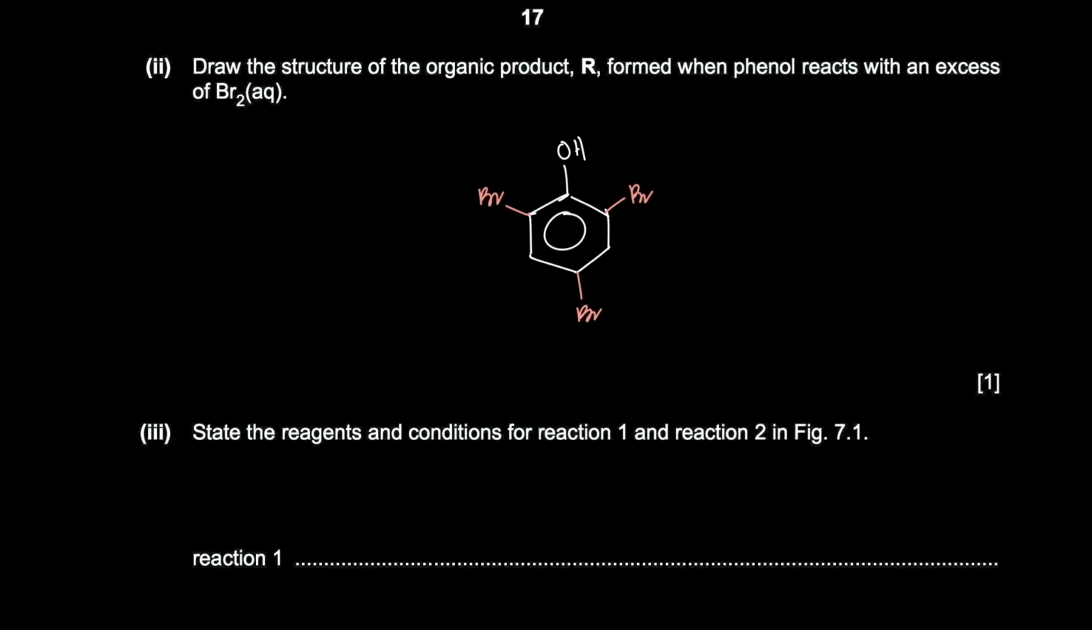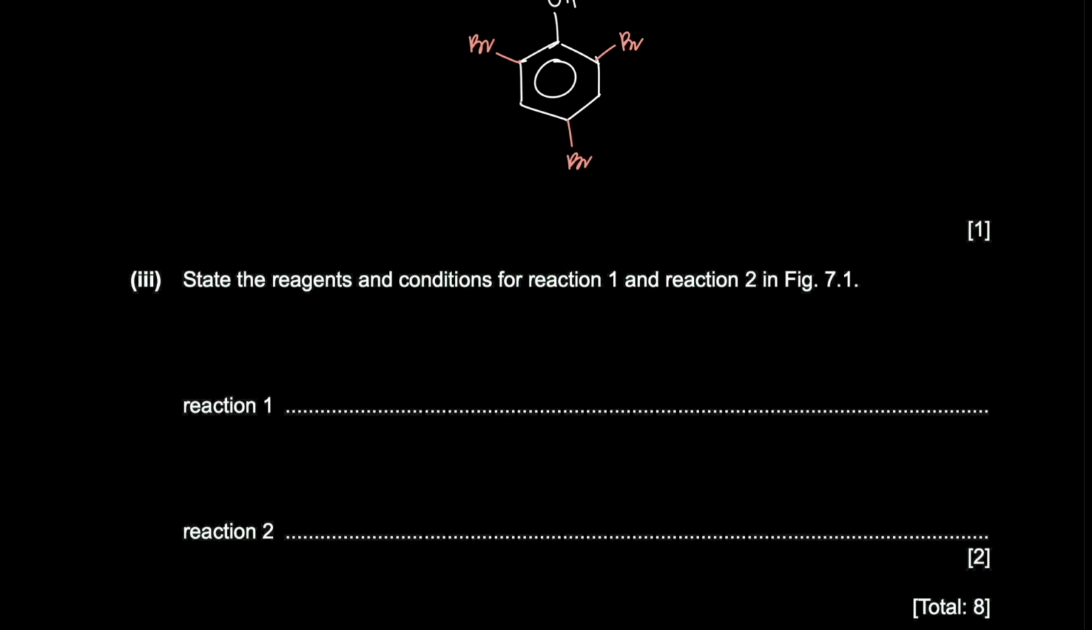So what do we have here? For reaction 1, we're going to use dilute nitric acid. This reaction takes place at room temperature. And then for the next reaction, we're making an azo dye, so we're going to use a diazonium salt, C6H5N2+, the benzene diazonium ion, in alkaline conditions. We want to maintain a low temperature because the diazonium salt is sensitive to heat, so a temperature of 5 degrees Celsius.